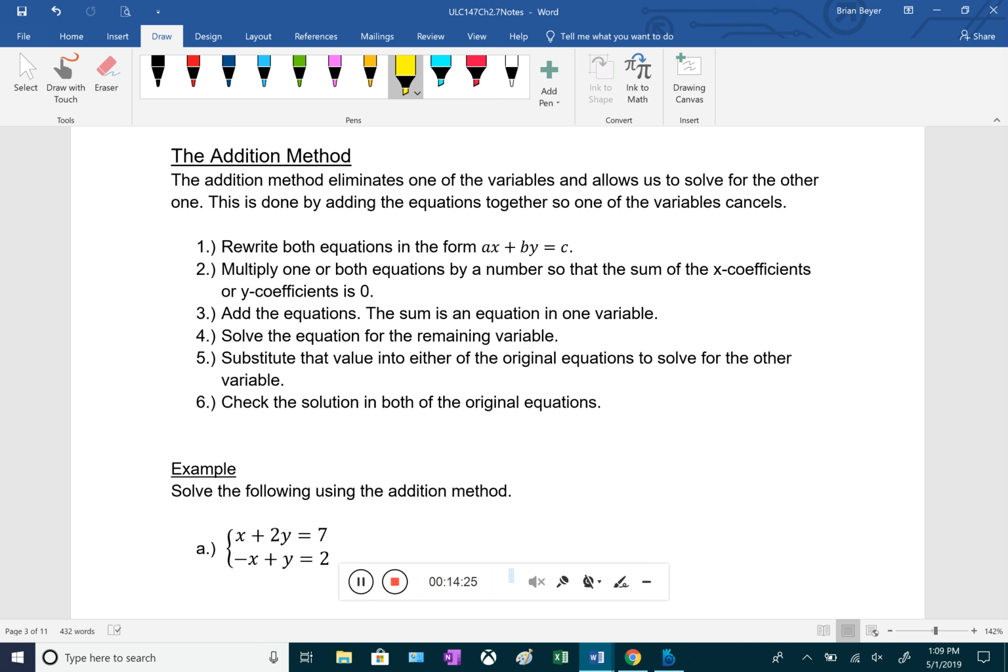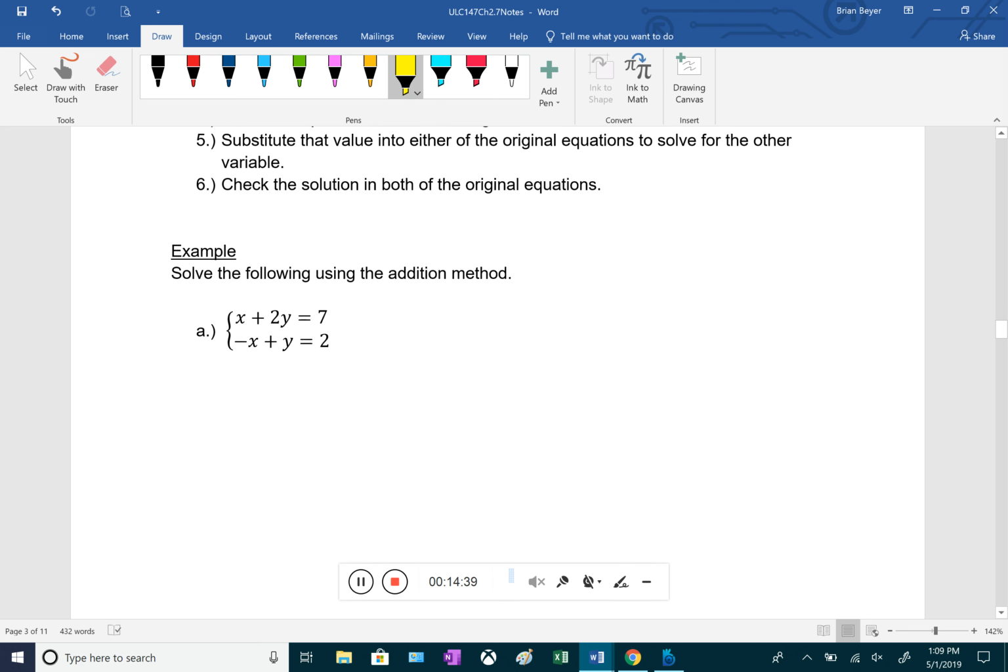Next, you're going to add the equations. The sum is going to be an equation with one variable. You're going to solve for that variable and then substitute that variable back in to one of the originals to find the other one. So let's do an example here.